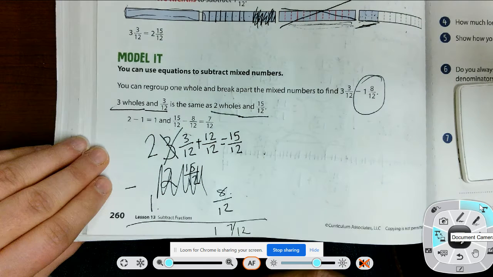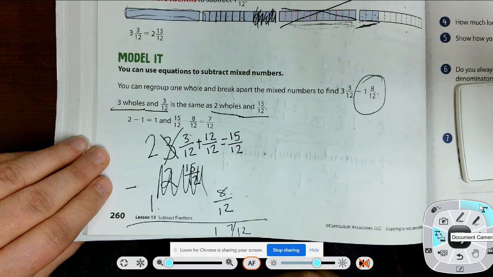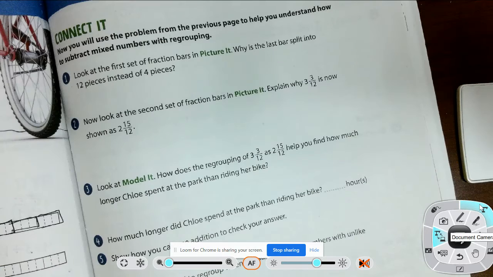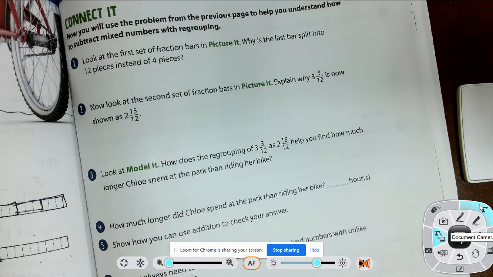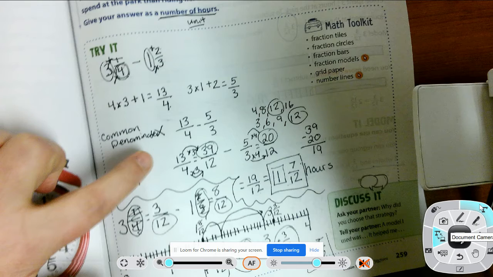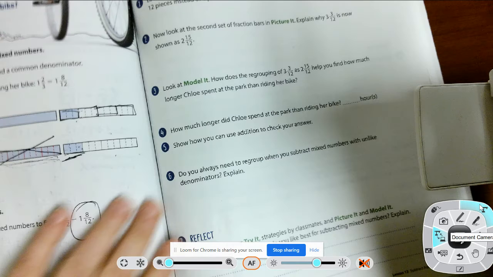Holy guacamole. Okay, so we're just going to connect with it a little bit, and then I'm going to show you each of those ways. I'm going to show you this way, and I'm going to show you this way with a couple of the practice problems.